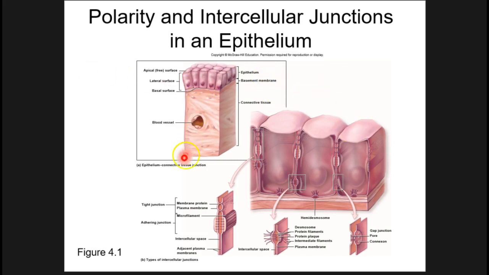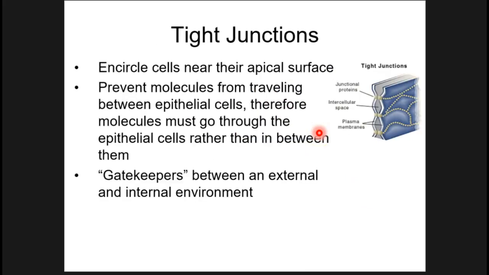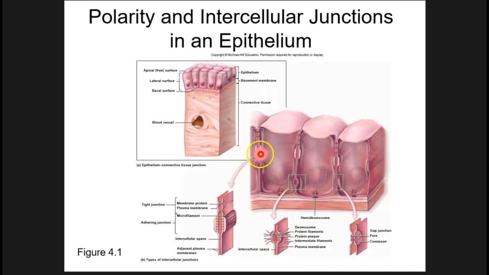Our next junction is going to be adhering junctions. Now adhering junctions, let's see, we call these purse strings. If you can remember nothing else, remember purse strings. They're going to stabilize the apical surface. So there is generally specific locations for these, either apical or basal. And those tight junctions tend to be more apical.